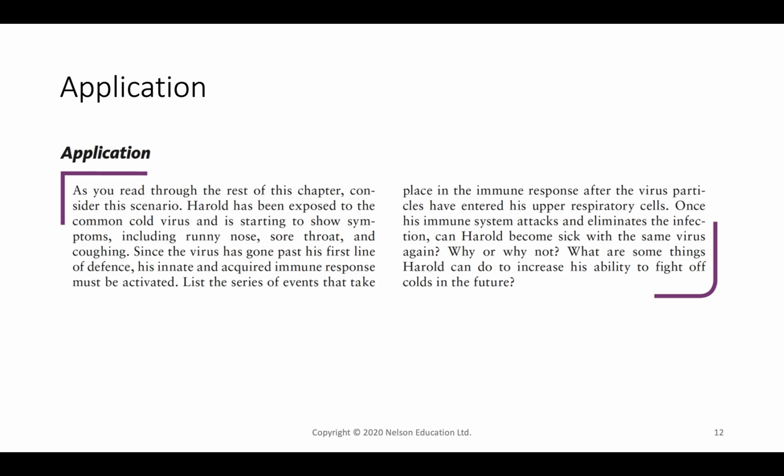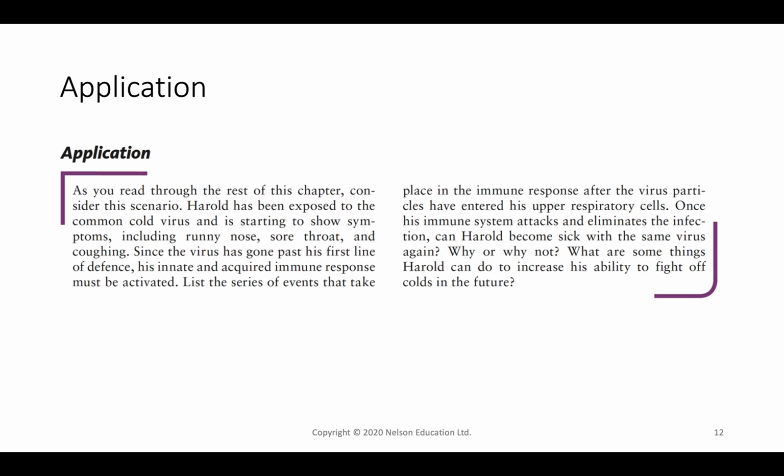So if we consider that Harold has been exposed to the common cold virus and is starting to show symptoms, he is exhibiting a runny nose, a sore throat, and has been coughing. Obviously the virus has gotten past his first line of defense, and so now we have to activate the acquired immune response. What are the series of events that have to take place in the immune system after the virus particles have entered his upper respiratory cells?